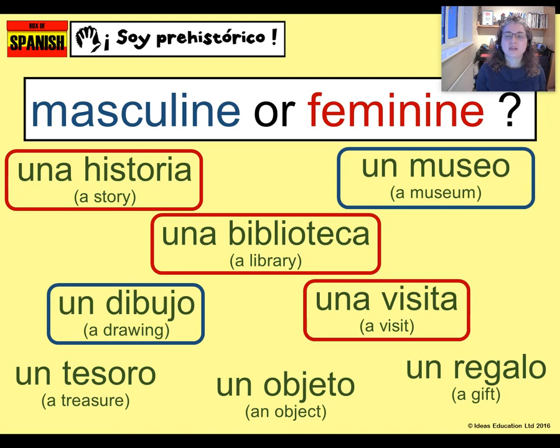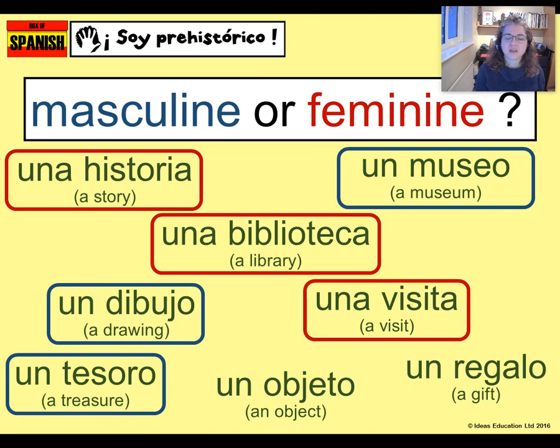The next one is un tesoro. Un tesoro. What do you think? Masculine or feminine, that one? Let's see. It's masculine because it has un and then it has an o on the end.